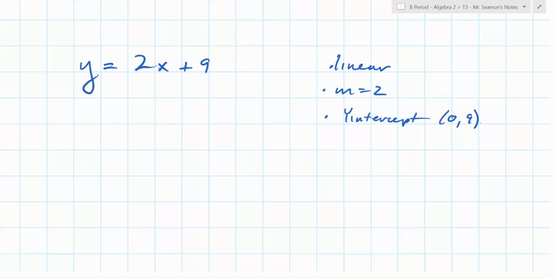What's the x-intercept? It's when y equals 0. So when y equals 0, what does x equal? Negative 9 over 2, -9/2. So how many x-intercepts does this have? Because it's a line, it can only have one. Exactly. There's only one type of line that has no x-intercept. What type of line is that? A horizontal line, like y equals 7, something other than y equals 0.